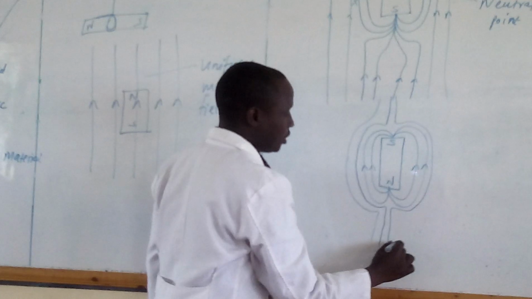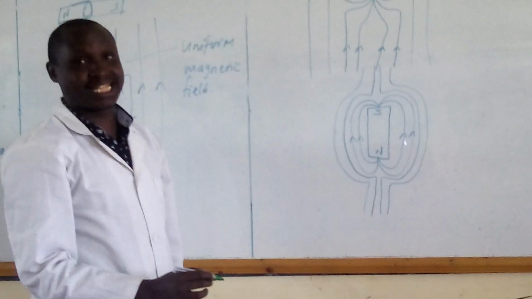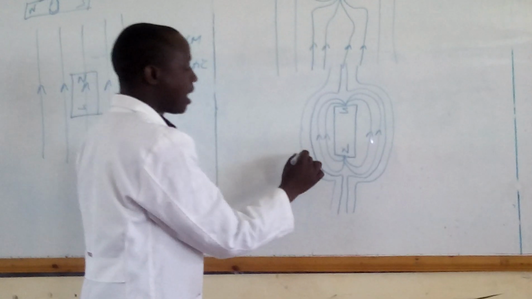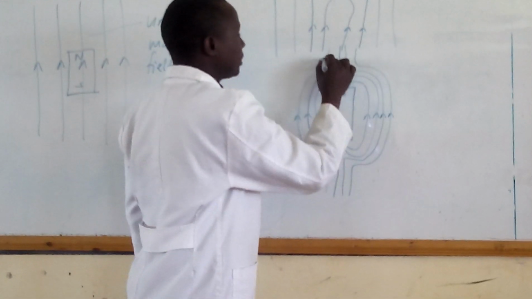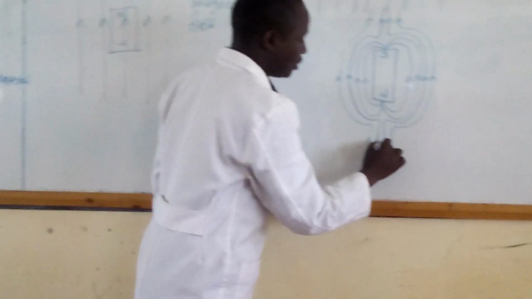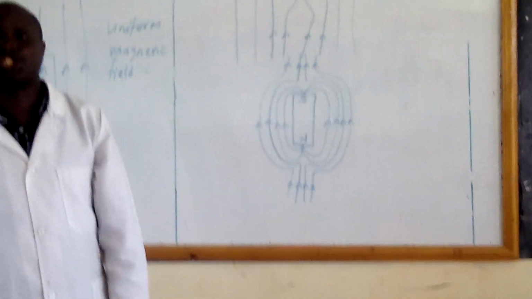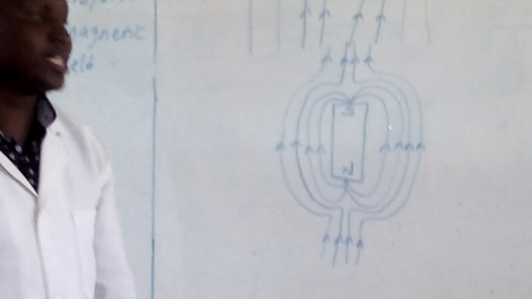So this one now is what we have. This one is what we have when we interchange the polarities of the bar magnet. So this one now is also moving upwards like this. And then this one is moving upward because we must show the directions of that magnetic field.